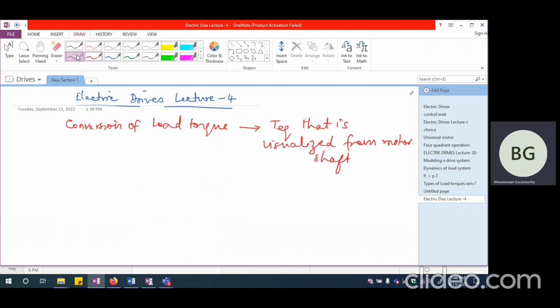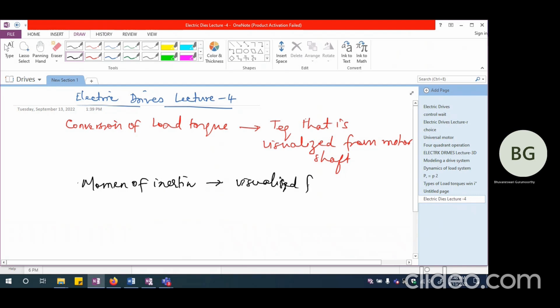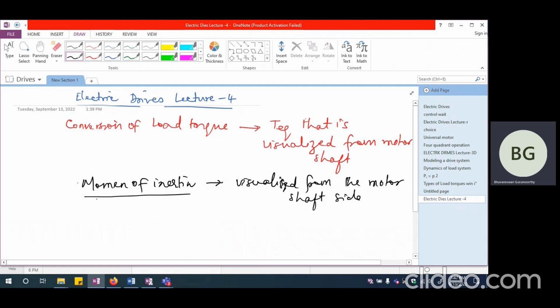The second thing that we talked about was the rotational moment of inertia that is visualized from the motor shaft side. So these are the two things we talked about. Please note that moment of inertia plays a very, very big role, especially when we talk about the dynamics of the drive system itself.